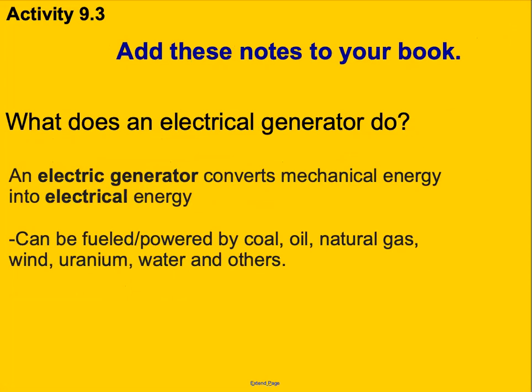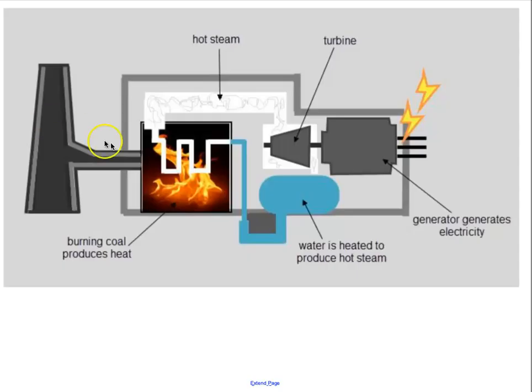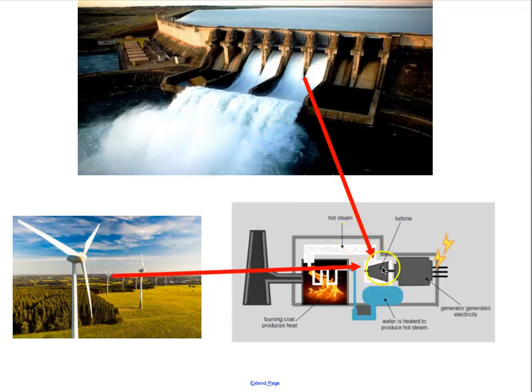Now, some more notes you can add. What does an electrical generator do? An electrical generator converts mechanical energy into electrical energy. The electrical generator that you saw in this one, they were cranking it. The person actually cranked it to help create the electricity. But when you look at this right here, you could burn coal, you could burn wood, you could burn natural gas, you could have a nuclear power plant producing energy, which would create steam. But all this steam, or water falling over, or wind pushing, is creating mechanical energy by spinning this turbine.